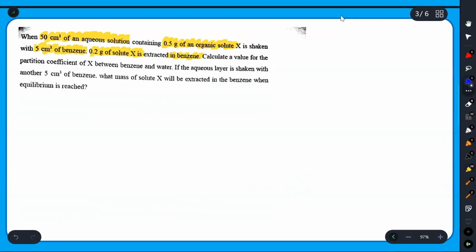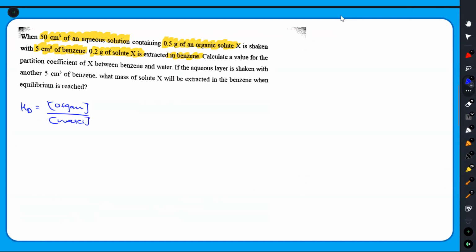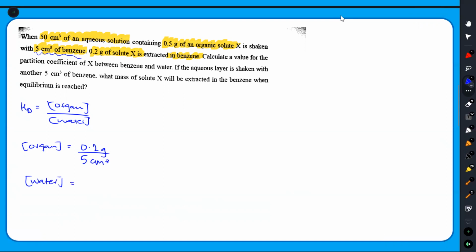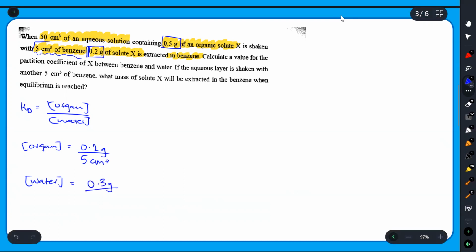So in that case, remember, the partition coefficient is equal to the concentration of the organic solvent layer divided by the concentration of the solute in the aqueous layer or water, right? So the concentration of the organic solvent layer would be equal to the mass found, which was 0.2 grams, in the volume used, which would be 5 centimeter cube. And the concentration of the water layer would be equal to what was left behind. We started out with originally 0.5, and 0.2 was taken out. So now what's left behind would be 0.3, right? So 0.3 grams divided by the volume of the aqueous layer used, which would be 50 centimeter cube.